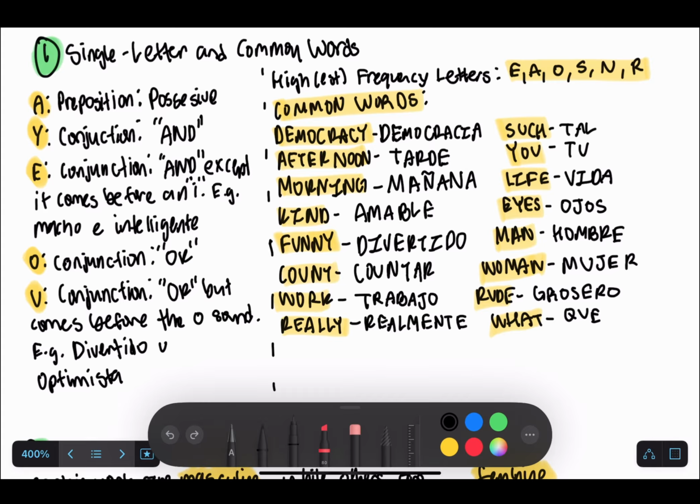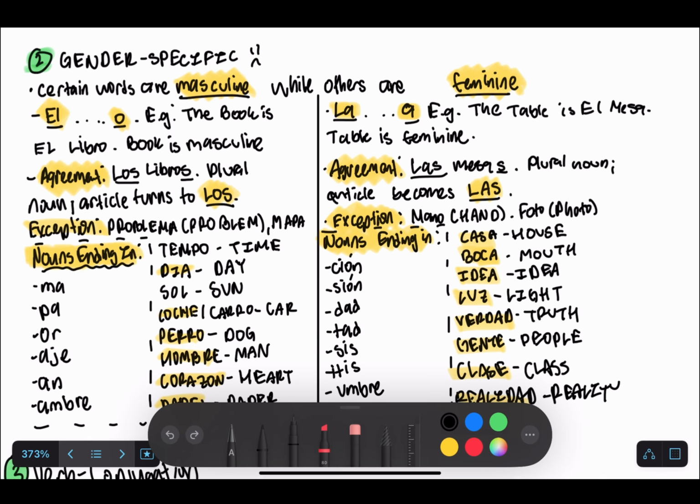So moving along from the single letter and common words, let's look at some gender-specific areas. In Spanish, there are certain words that are masculine or feminine, which helps the reader understand the context and keeps the sentence structured. Let's first start with some masculine terminology. If you look at the masculine section on the side, I wrote down el, lo. This means that if you have a masculine noun, you will almost always use el in front of it as the masculine version of "the."